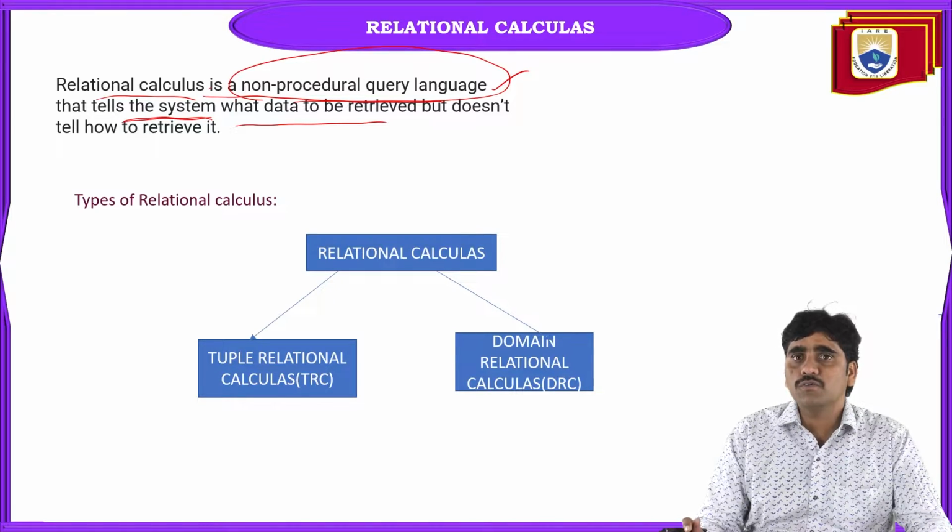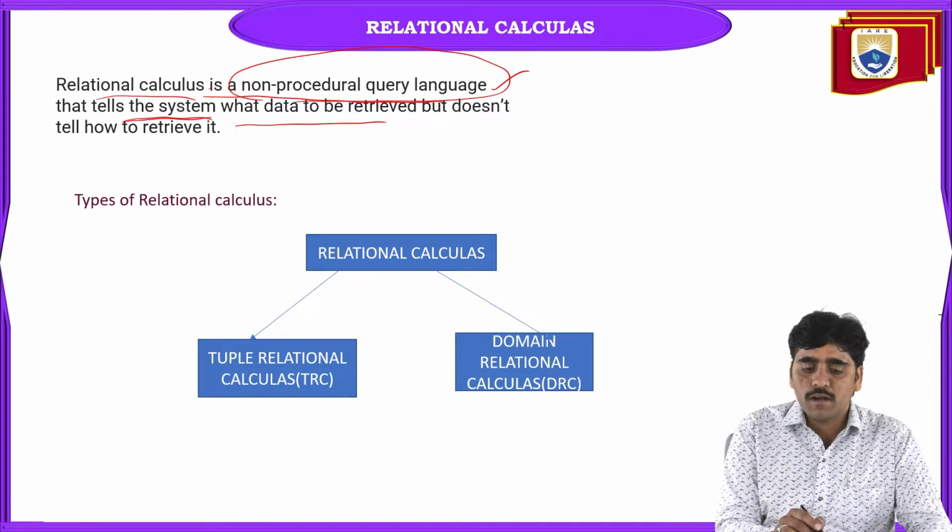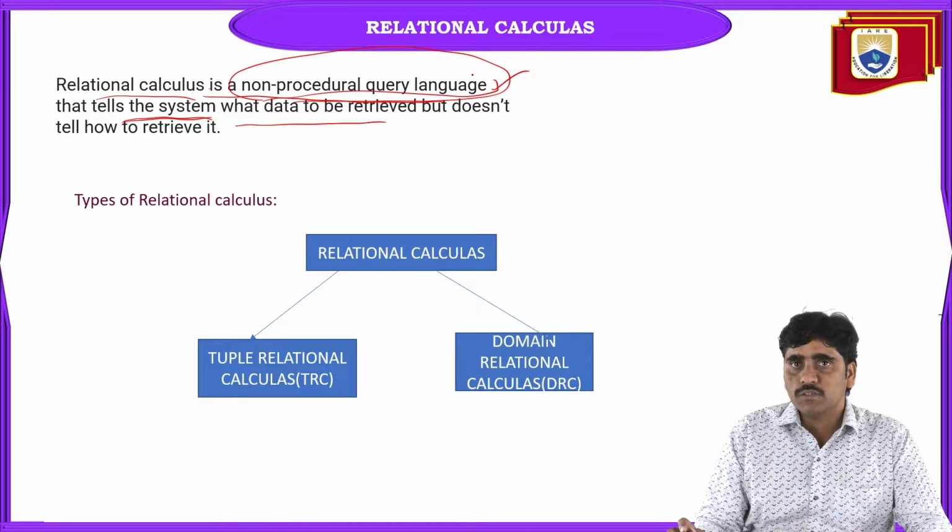So it doesn't know how to retrieve the data from the database, but it tells what data is to be retrieved. So we have to write the non-procedural query language. We can write the query, but we cannot execute that query in the software because this is a non-procedural query. We know what data is to be retrieved, but we don't know how the data is to be retrieved.